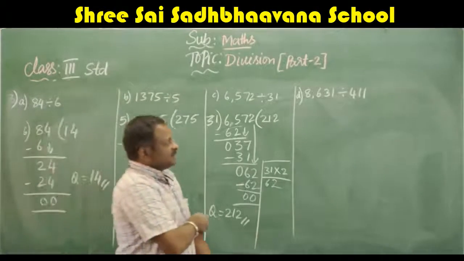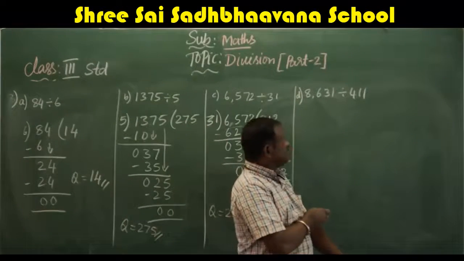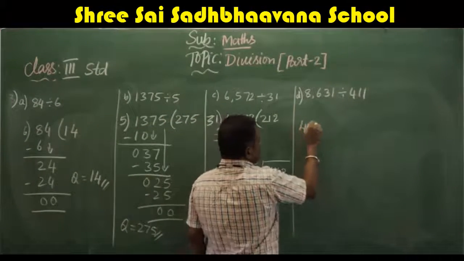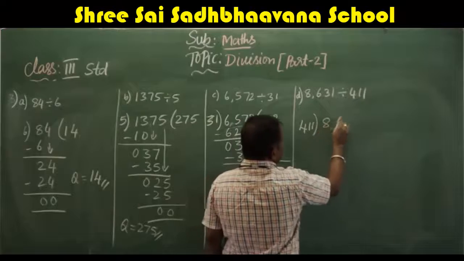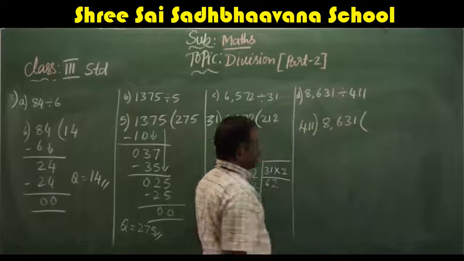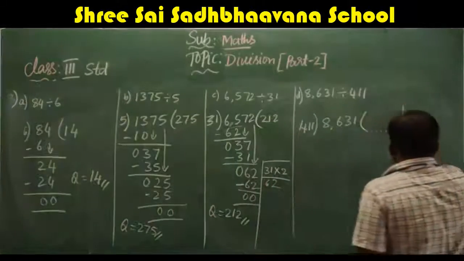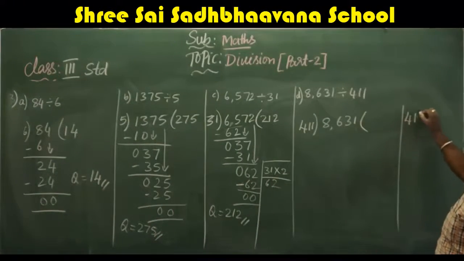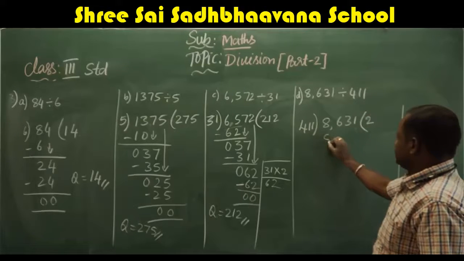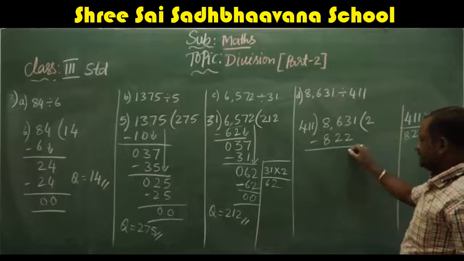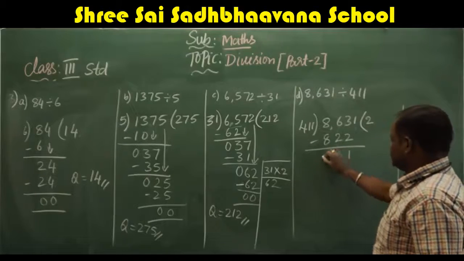Next come to the problem. 8631 divided by 411. So by 411 you divide 8631. So 2 times it will go. I will write here 411 into 2. 2 1s are 2, 2 1s are 2, 2 4s are 8. So 2 times is 822. Subtract 3 minus 2, 1, 6 minus 2, 4, 0.